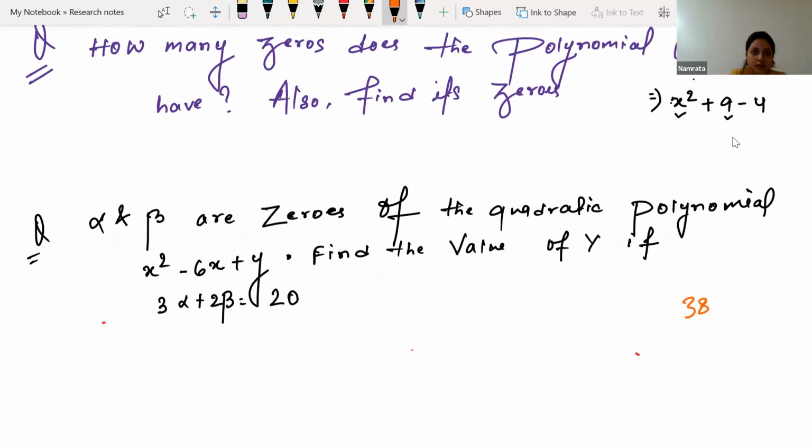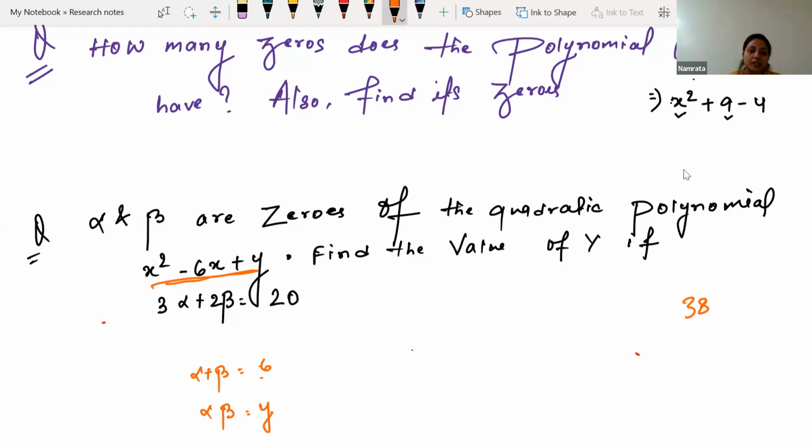Okay, let's check it. Alpha and beta are the zeros of this polynomial. So we can find the sum of the roots from there, and the product of the roots also we will be able to find from there, right? Sum of the roots will be minus b by a. B is already negative, so it is 6, a is 1, so only 6. Product of the roots: here we can see y is sitting at the place of the constant, so the product of the roots will be only y. These two relations we got from the given polynomial.